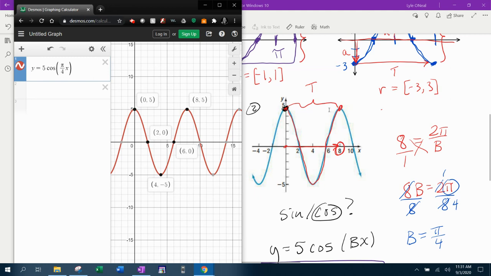So again, DESMOS is just a tool. It's a tool you can use to put in your equation and then check your graph. And it's also handy to find these critical points here. Super easy.